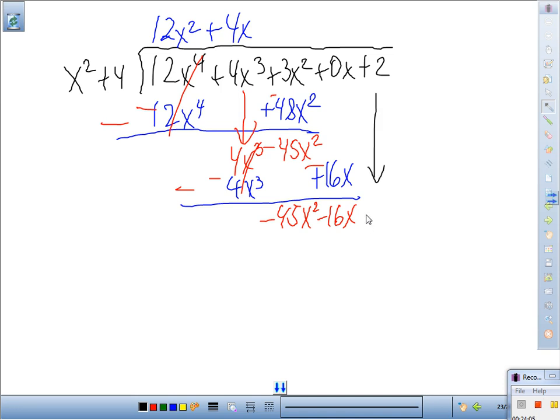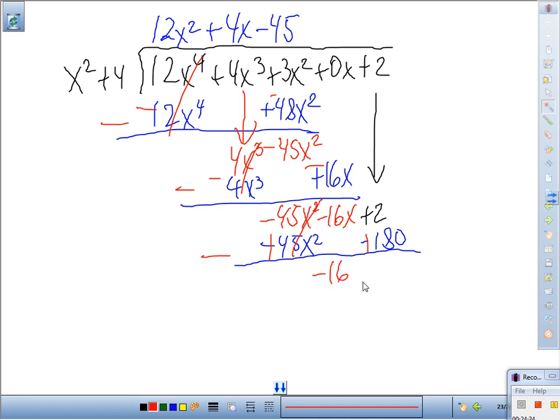Lastly, we bring down the last term, which is plus 2. What number times x squared gives me negative 45x squared? Negative 45. That is negative 45x squared. Negative 45 times 4, that's negative 180. We subtract. That means this becomes a positive. Cancels. We're left with negative 16x plus 182. This is my remainder. And we got that?